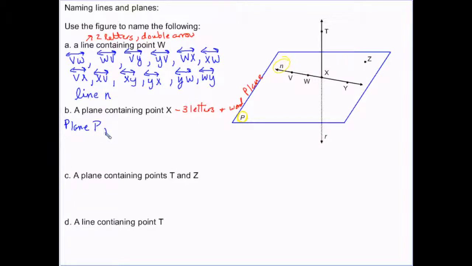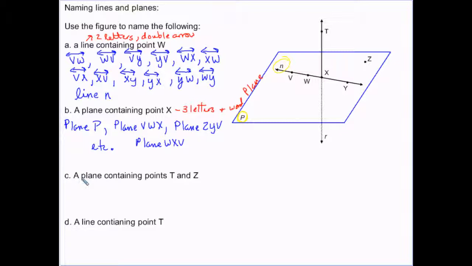Or we can use any 3 letters that are on the plane. Now this T is not on the plane, but all of these other letters are on the plane. So we can use any combination of those 3 letters. So we could have plane VWX or plane ZYB, etc. I'm not going to write them all because there's a lot. But any 3 of these letter combinations, and they can go in any order. Okay, so these 2 same letters, different order, still a legitimate name. So if you have points on the plane, you can pick any 3 and put them in any order, and that's the name of the plane. Well, one name of the plane.